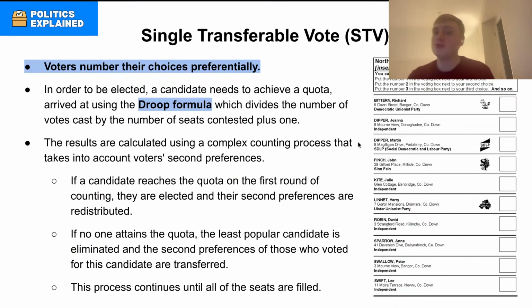Crucially, voters don't turn up and make one vote for the candidate they want, or turn up and make 2 votes, one for the candidate and one for the party, like under the additional member system. Instead, they're allowed to completely rank their preferences. So if we look at it here, you might go, okay, Richard Bitten I'll put as 1, John Finch I'll put as 2, and then you effectively number all of them preferentially. What that means is that you can show what your political preferences are really clearly and really fully.